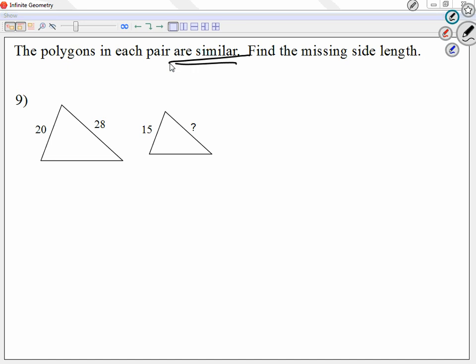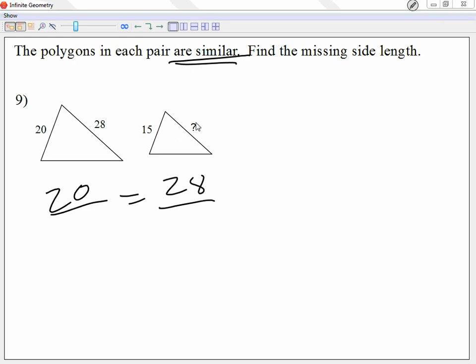Because they are similar, the sides are proportional. Looking at the triangle, let me list my numbers from small to large, 20 and 28. Looking at my numbers here, 15 and x, 15 is smaller than x. I can compare with the edge of a paper. 15 is smaller than x. I have proportions. I can cross multiply and solve for x.